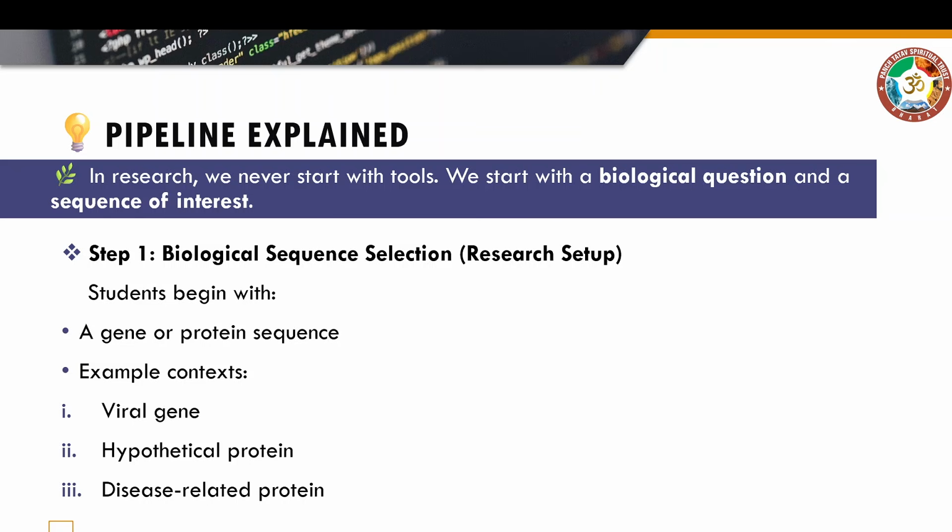So here we have step 1 of this project. Firstly, we need a biological sequence. This biological sequence can be a gene sequence. You can choose a protein sequence, or if you are interested in viruses, then you can choose a viral gene or any hypothetical protein or disease related protein as well. But notice something very important here: we are not starting with the tools. We are starting with a biological question and a sequence of interest. This is exactly how research begins.